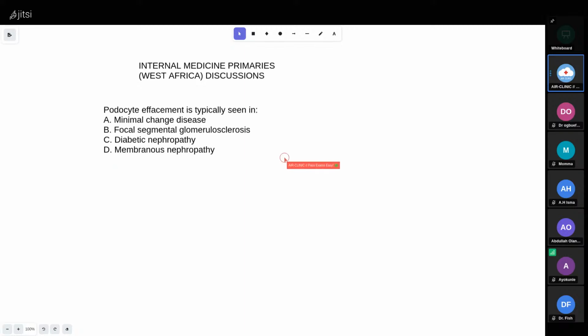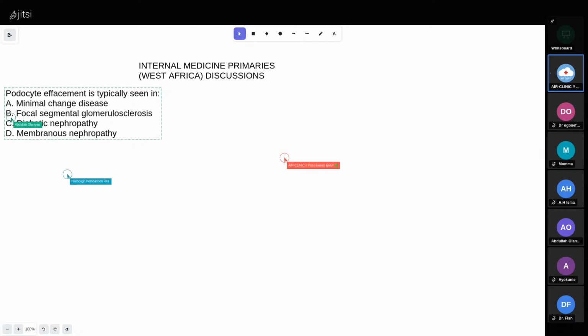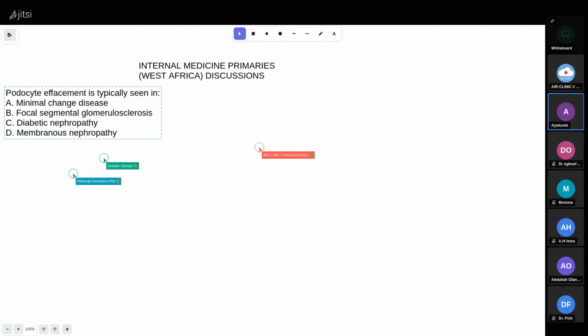This question says podocyte effacement is typically seen in option A, minimal change disease, option B, focal segmental glomerulosclerosis, option C, diabetic nephropathy, option D, membranous nephropathy. Minimal change disease. All right.